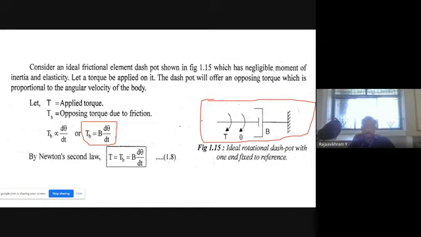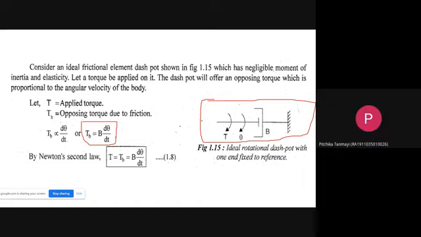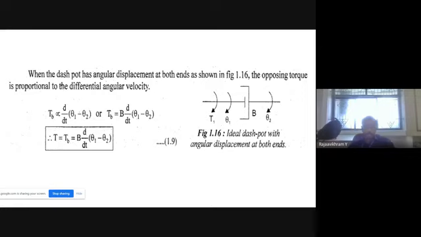If there are two angular displacements, theta 1 and theta 2, what will be the equation for this system? Theta 1 minus theta 2, exactly. So there are two angular displacements, represented by theta 1 and theta 2. Therefore, for the dashpot element, T_B is equivalent to B into d theta by dt, where theta is represented by theta 1 and theta 2. So the applied torque is equivalent to the opposing torque, equivalent to B into d by dt of theta 1 minus theta 2.